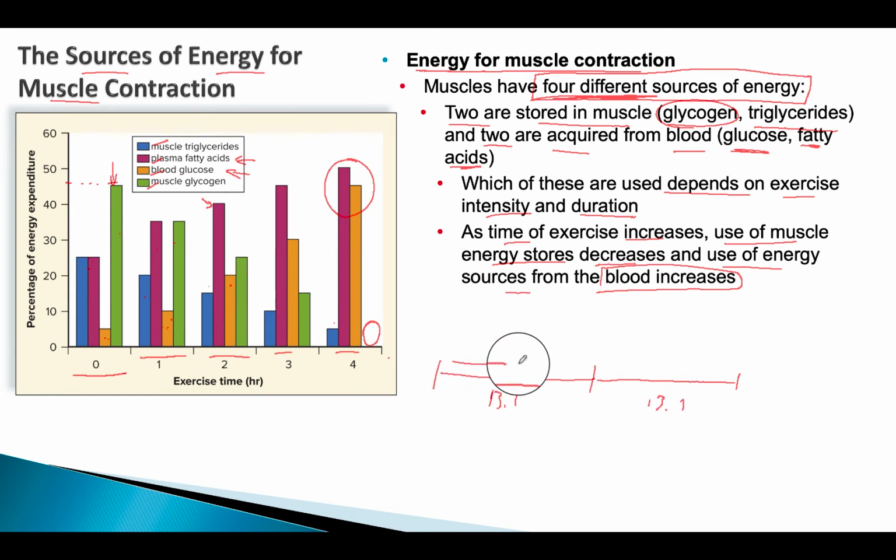So this first one over here, think of it in this perspective: you are going to be utilizing the fuel found in your muscle, which is the glycogen and your triglycerides. Some is going to be in your bloodstream as well that you're going to be using.